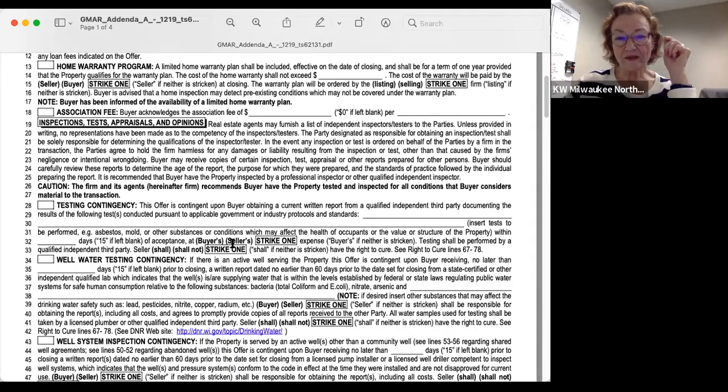You want the tests done at buyer's expense generally, and the testing shall be performed by a qualified independent third party. And then what are you going to give the seller the right to cure? Just like the inspection contingency, say if mold is found, you are going to give the seller the right to cure that mold, or you will not.